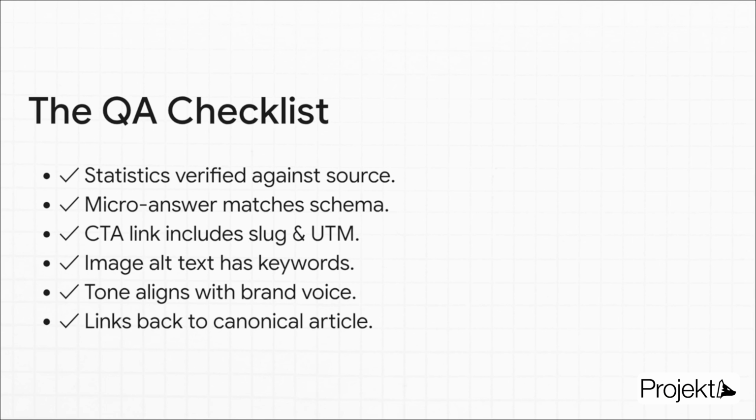Of course, to maintain quality when you're moving this fast, you need a quick little QA checklist. It's simple stuff, but it's non-negotiable. Are the stats right? Does the link have the right tracking codes? Does the tone feel right for your brand? This simple process is what preserves trust and keeps everything consistent.